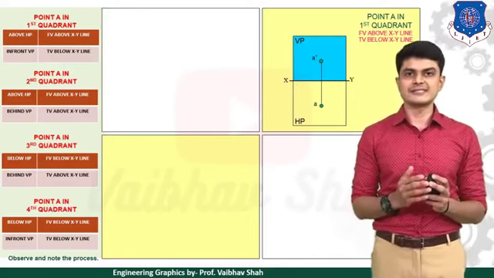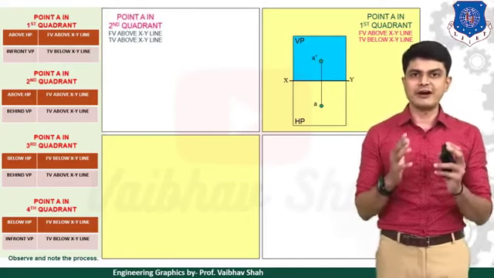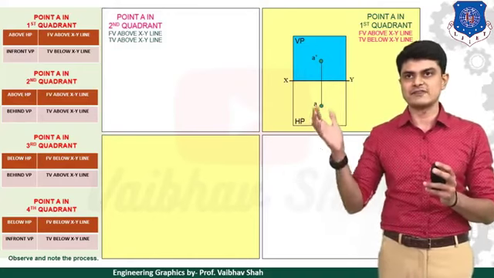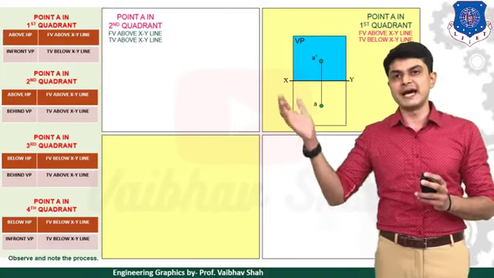Now let us move to a second point. Suppose your point is in the second quadrant. What does second quadrant mean? Let us see the table on the left hand side: above HP but behind VP.